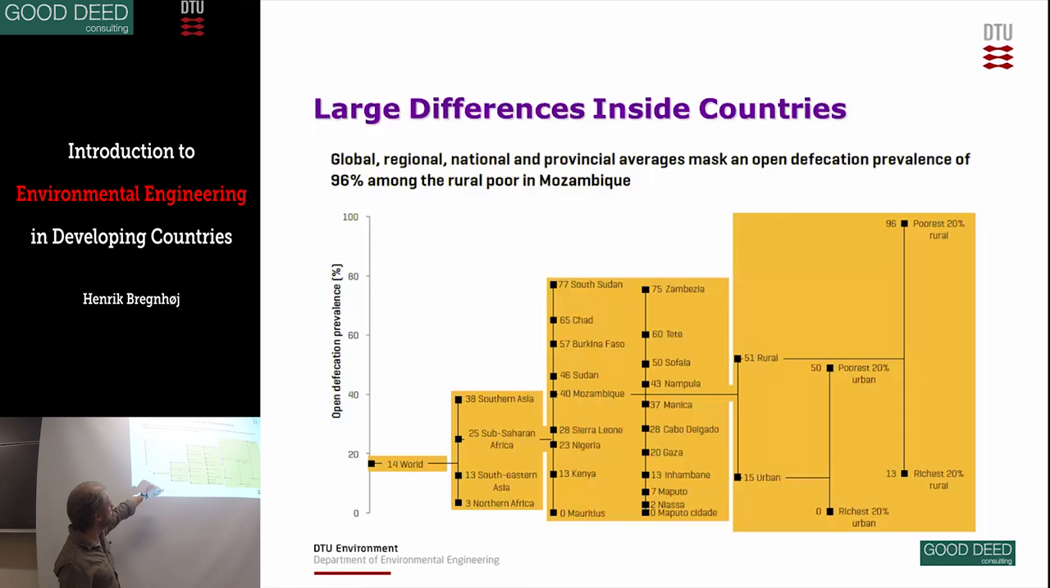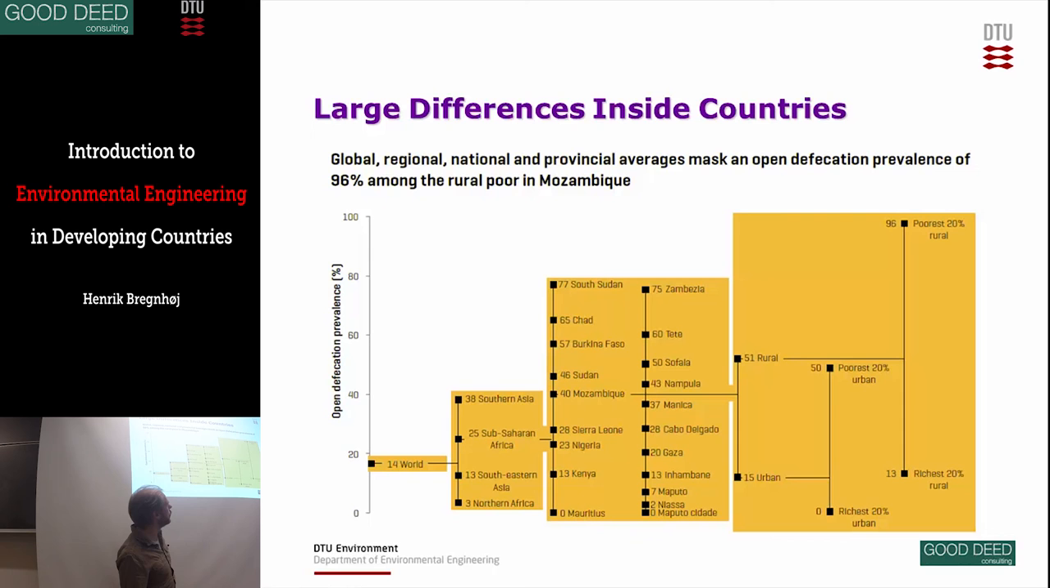And if you look at Southern Asia, Sub-Saharan Africa, Southeastern Asia, Northern Africa, and so on, you can get some average ideas. And if you look at the countries and so on. But if you go into a country like Mozambique here, you can see there's a difference between the rural areas and the urban areas. The rural areas have 51% of people going there. Urban areas have only 15% of people going to the bushes.